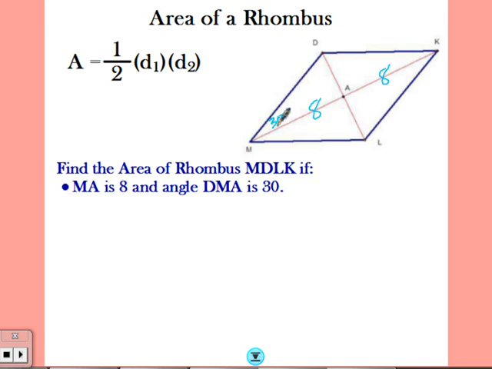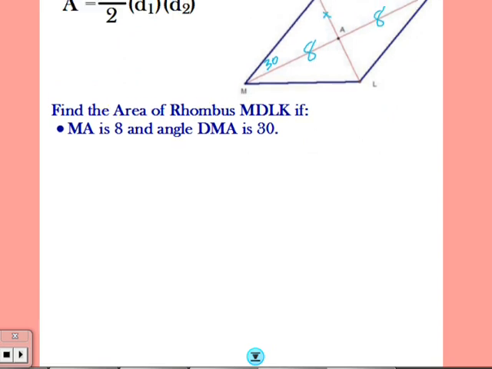Okay, you can use special right triangles or trig to find this missing side. I'm going to go ahead and use trig on this one. So I'll say I have the opposite and the adjacent and not the hypotenuse because that's the right angle. So I'm going to say the tangent of 30 equals x over 8. I'm going to go into my calculator.